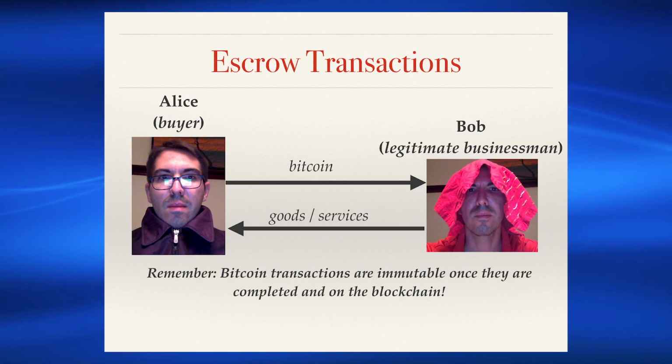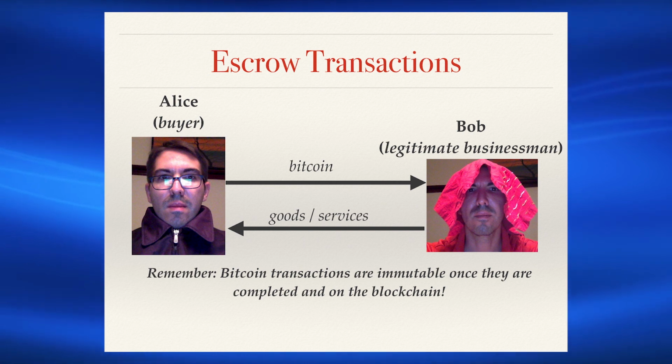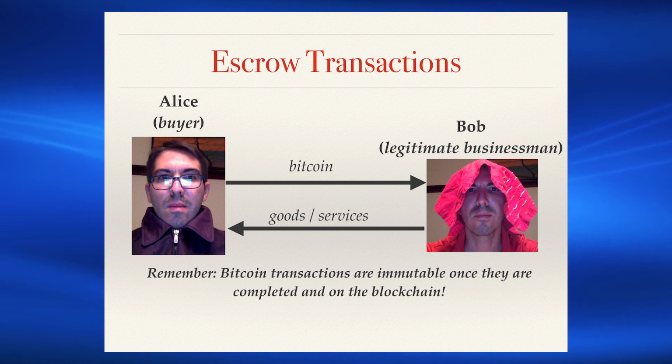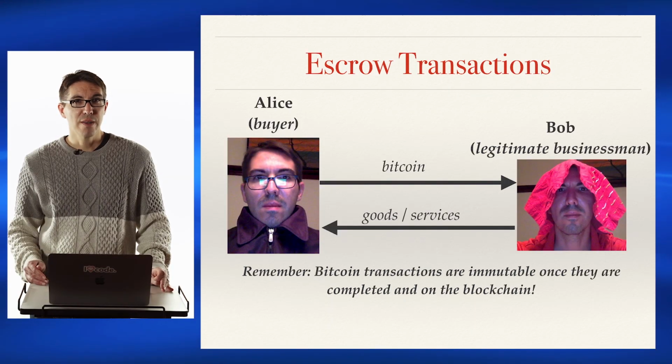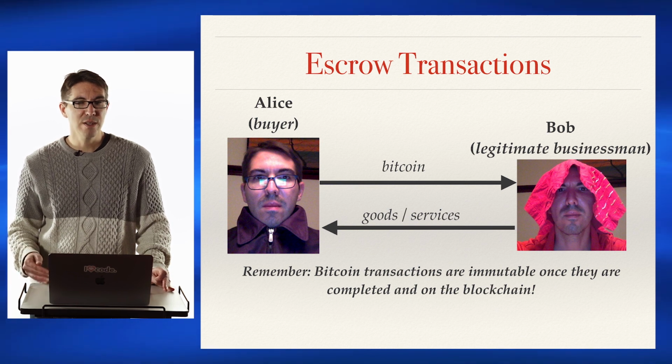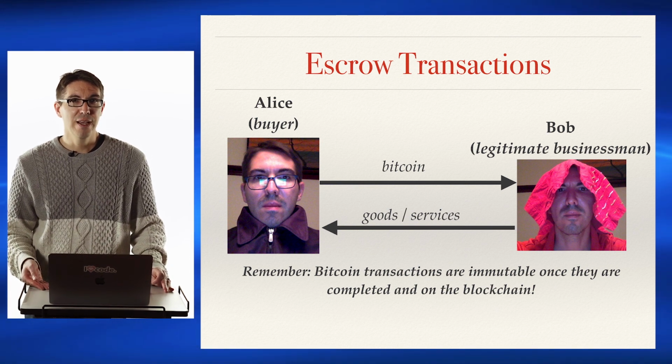So BIP 11. This is a little bit of a tangent, but I think it is useful for understanding some of the usefulness of Bitcoin and blockchain as programmable money. So let's say that Alice would like to buy something from Bob, who is, of course, as the slide notes, a legitimate businessman. So Alice is going to send some Bitcoin to Bob, and Bob will send goods and services in return.